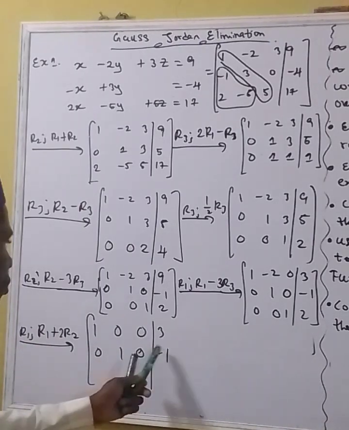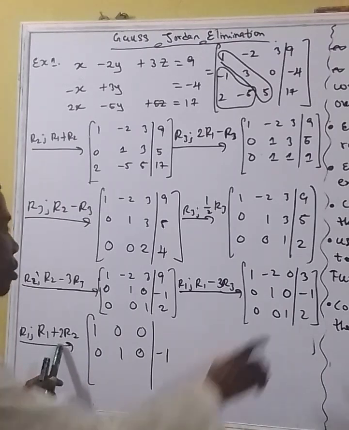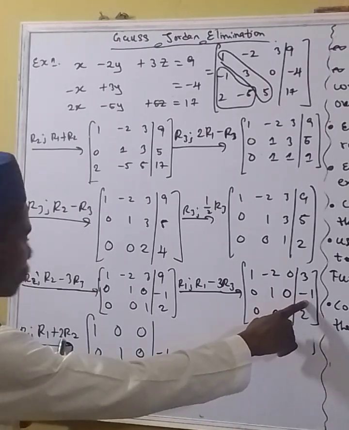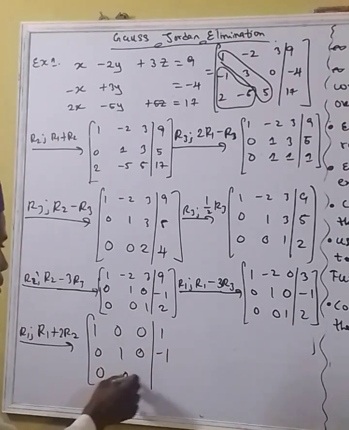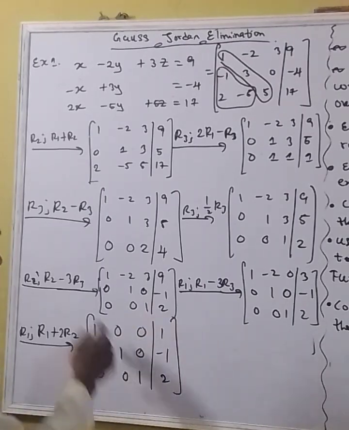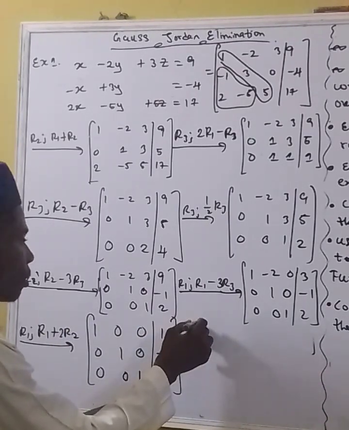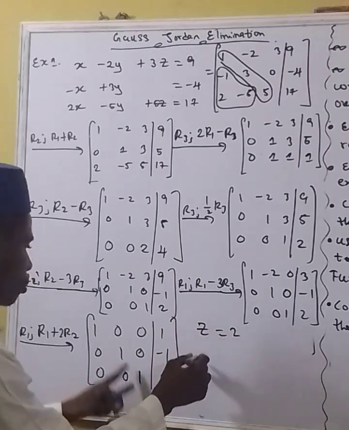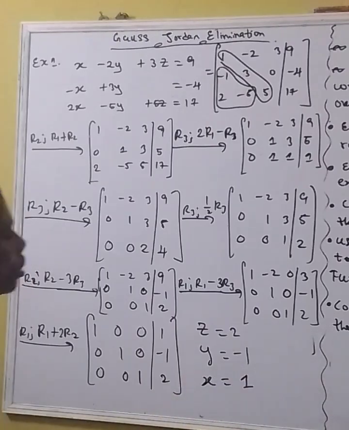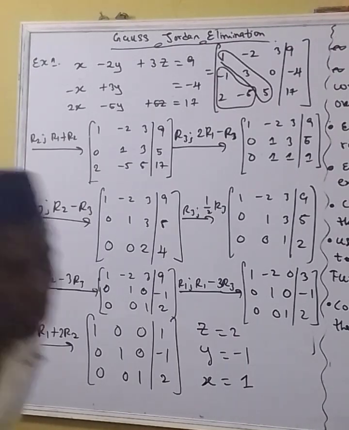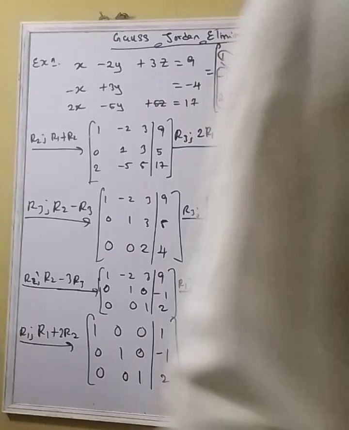Okay, so we are not yet done, sorry. 2 times negative 1, you have negative 2. So 3 minus negative 2, 3 minus 2, you have 1. So 0, 0, 1, then 2. So you can see it is straightforward. From here now, our z will be equal to 2. Our y will be equal to negative 1. And our x will be equal to 1. So you can see that there is no need of using back substitution, unlike the Gaussian elimination method. So this is a little bit of a touch of what you need to understand about the Gauss Jordan elimination method.